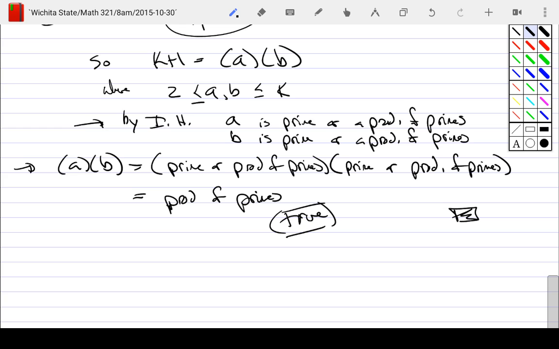What's 3? Prime. What's 4? Well, 4 is composite, and what multiplies to it? 2 and 2. Well, 2 is a prime and 2 is a prime, so it's a product of primes. All right, what about 12? Well, 12 is 4 times 3. 4 was a product of primes, 2 and 2. 3 is a prime, so obviously 12 is a product of primes.